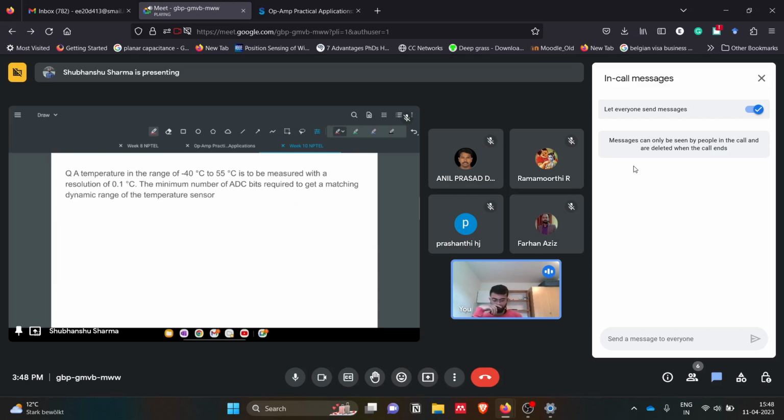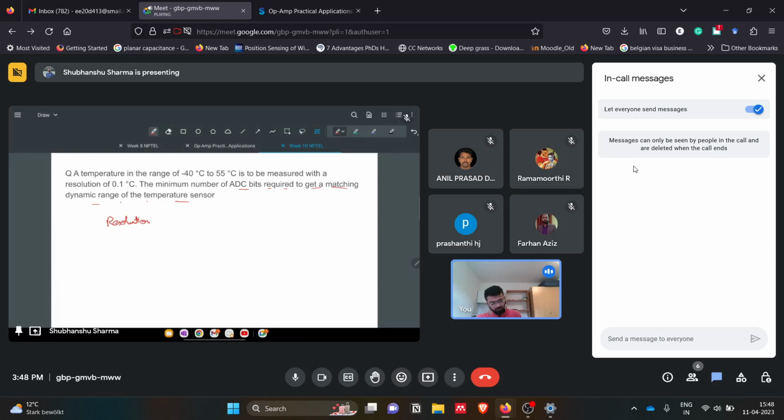A temperature in the range of minus 40 to 55 degrees Celsius is to be measured with a resolution of 0.1 degrees Celsius. The minimum number of ADC bits required to get a matching dynamic range of the temperature sensor is. So it's also very easy.